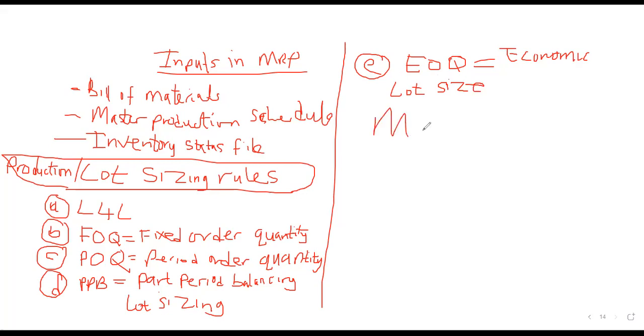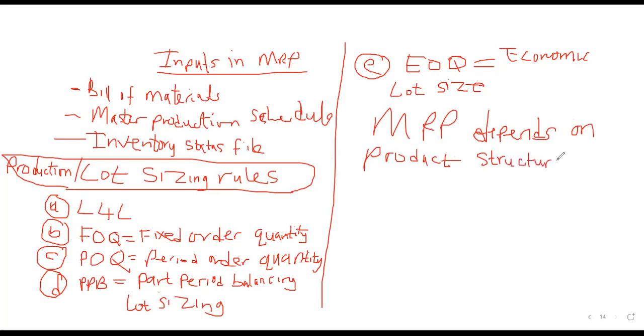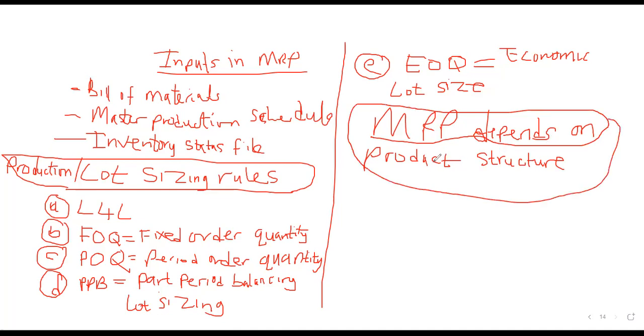Now MRP depends on the product structure tree. Now, this structure tree is obtained from the information given in the question. There's no formula for the MRP structure. We just get it from the information given in the question.